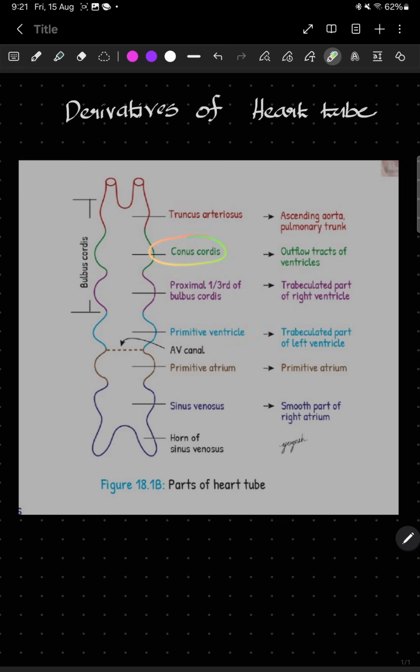And the conus part of the bulbus cordis, or the conus cordis, is forming the smooth outflowing part of both right and left ventricle. It is also known by the name infundibulum. And further, the uppermost part, the truncus arteriosus, will form the ascending aorta and the pulmonary trunk, having a septum in between them called the spiral septum. So these are the different derivatives of the different parts of the heart tube.